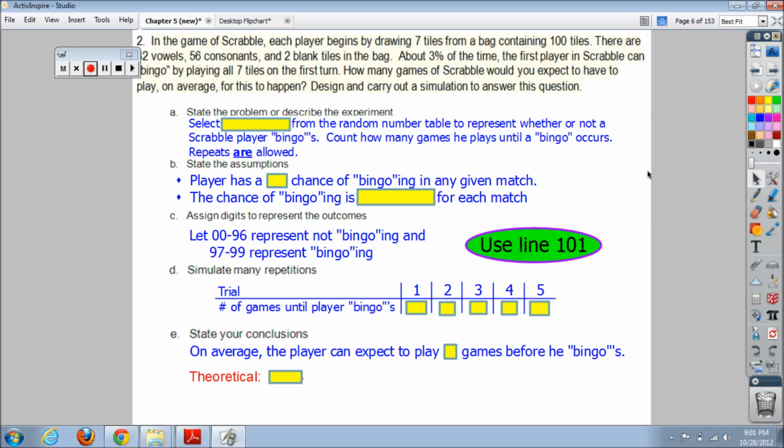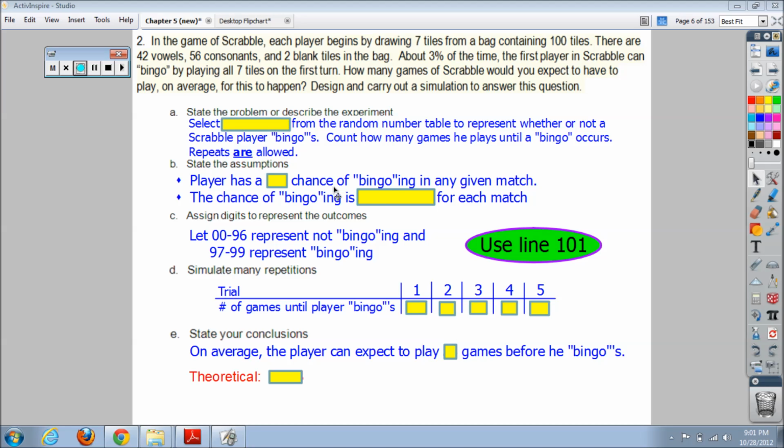So the second example says, in the game of Scrabble, each player begins by drawing 7 tiles from a bag containing 100 tiles. There are 42 vowels, 56 consonants, and 2 blank tiles in the bag. About 3% of the time, the first player in Scrabble can bingo by playing all 7 tiles on the first turn. How many games of Scrabble would you expect to have to play on average for this to happen? Design and carry out a simulation to answer this question.